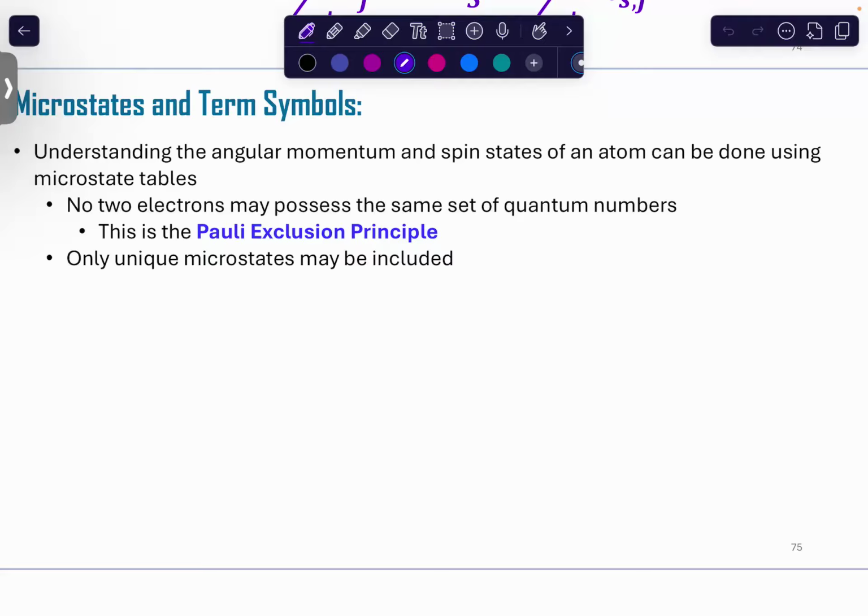Also, remember that microstate tables can only include unique microstates, so they can't technically be the same thing. Okay, so it's like if I have, let's say I have an ns orbital, and I have that electron configuration.